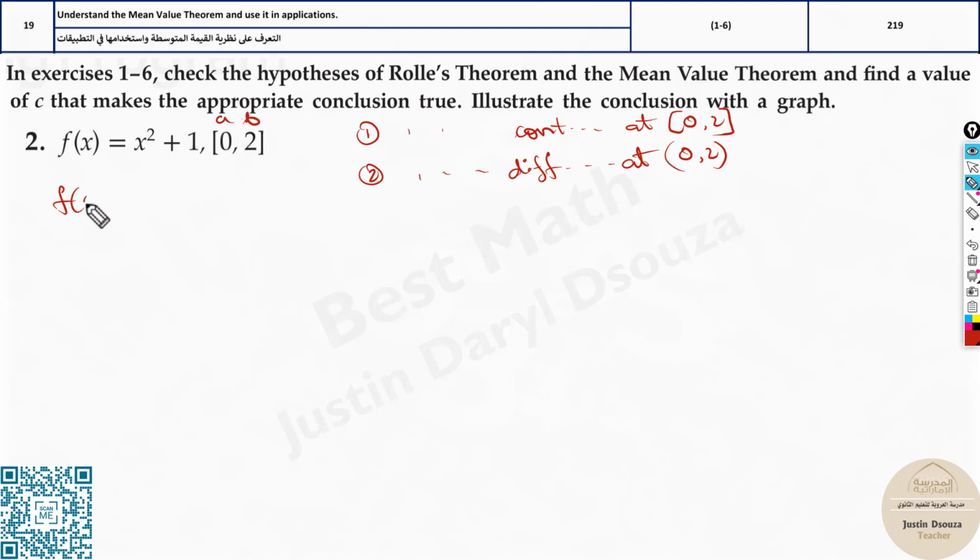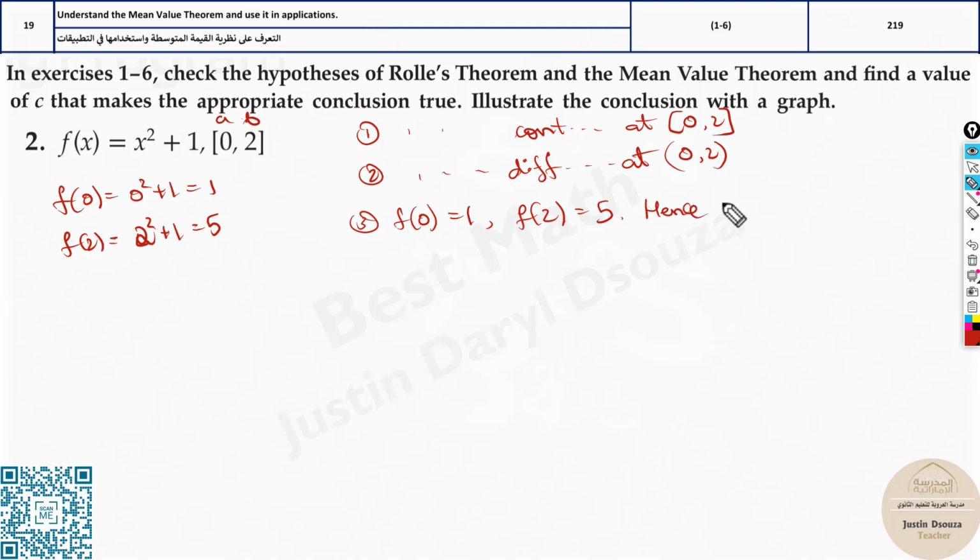f of 0 would be 0 squared plus 1, that is 1 only. f of 2 would be, whatever x is there, you put 2. 2 squared is 4, so 2 squared plus 1, 4 plus 1 is 5. Do these match? They don't. So you can write over here the third statement, f of 0 is equal to 1, f of 2 is equal to 5. Therefore, or hence, we use the mean value theorem.